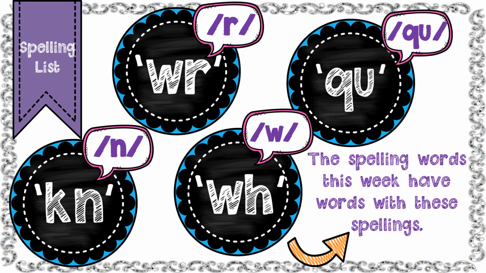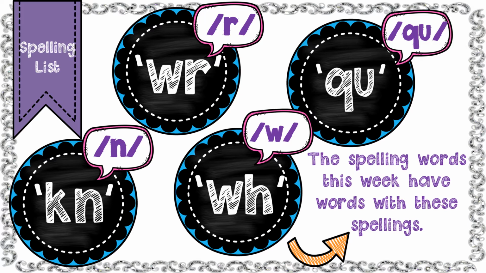Our spelling words this week are going to have these different consonant combinations in them. If you look at the combinations of the consonants, you will see the sounds that they make with the backslashes above them. So you can see that the WR makes the R sound. QU, Q and U always go together. If you have a Q, you always have a U behind it. Now, U can stand alone, but Q always has U behind it. We're going to look at the sound qu.